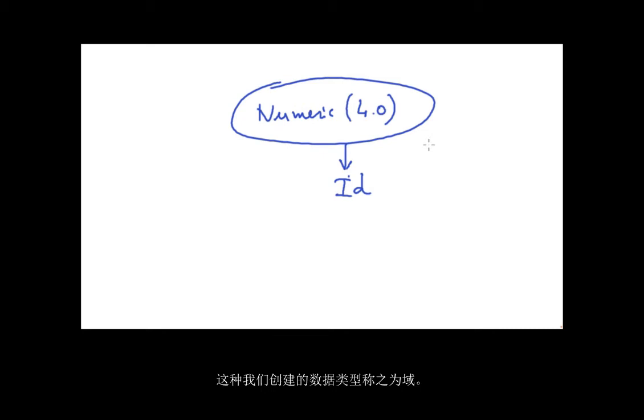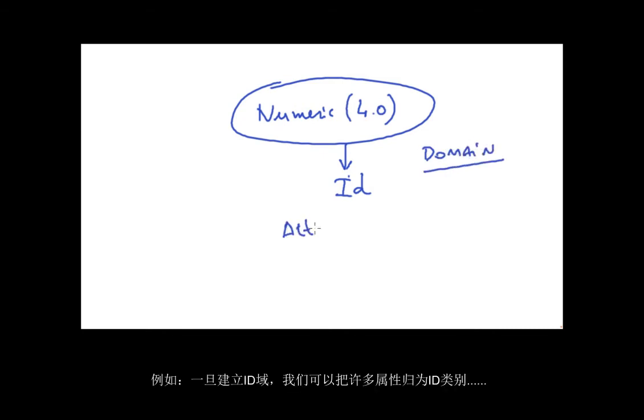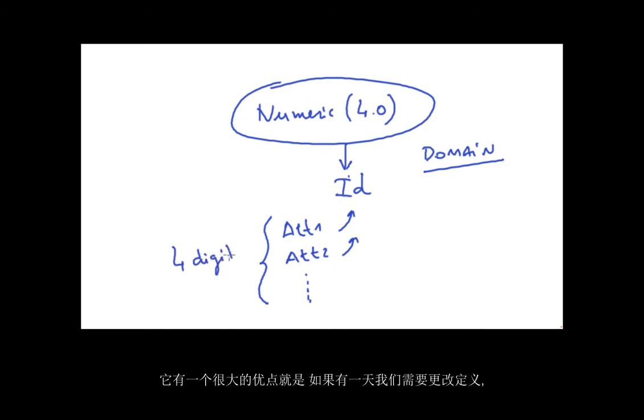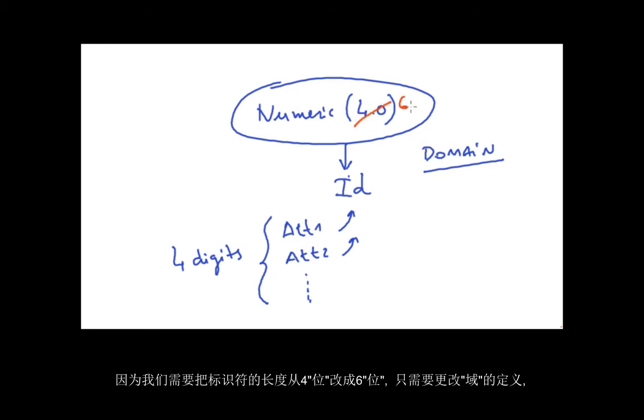The data type that was created by us is called domain. For example, once we've created the ID domain, we can set several attributes to ID type, and they will all be 4-digit numeric values. One advantage this provides us is that if later on we need the identifiers to be a numeric length of 6 instead of 4, changing the domain definition will be enough to update all the attributes based on that domain in a single step.